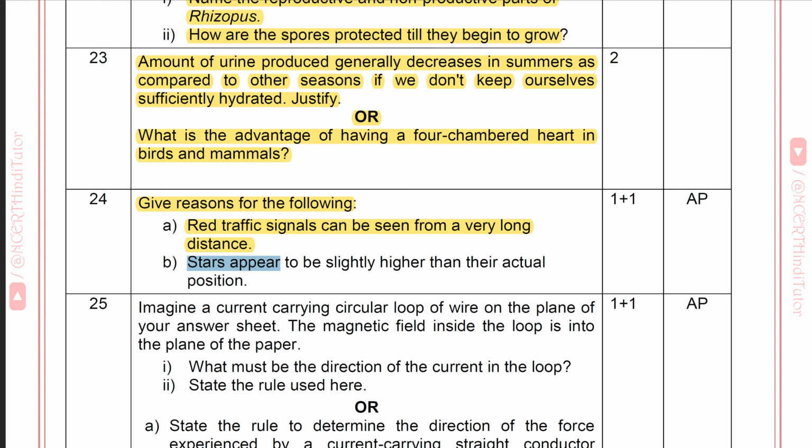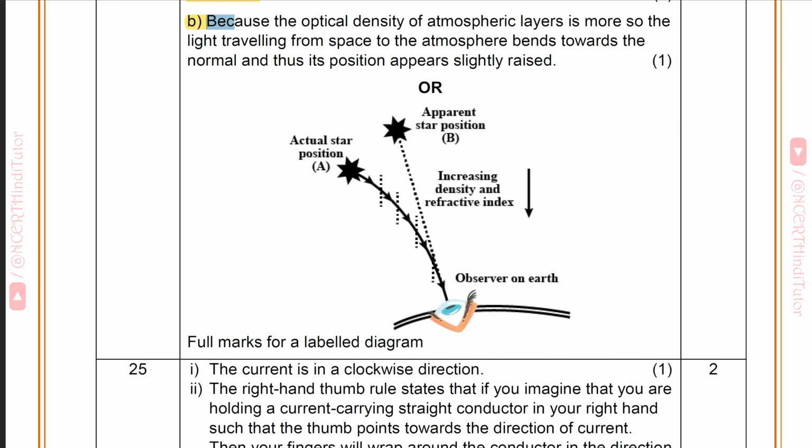B. Stars appear to be slightly higher than their actual position. Answer: because the optical density of atmospheric layers is more, so the light traveling from space to the atmosphere bends towards the normal and thus its position appears slightly raised.